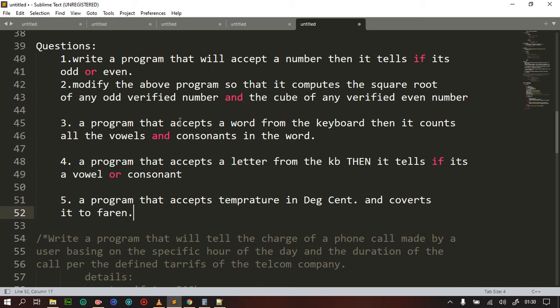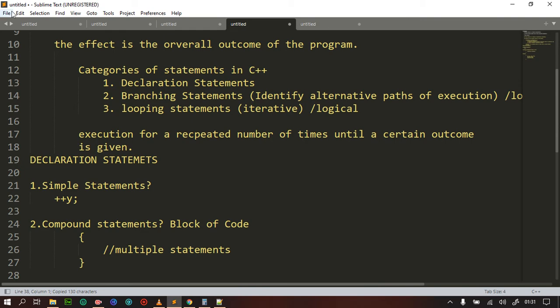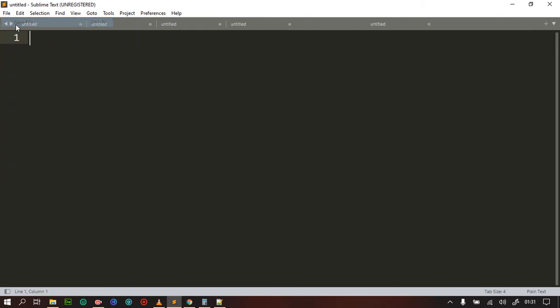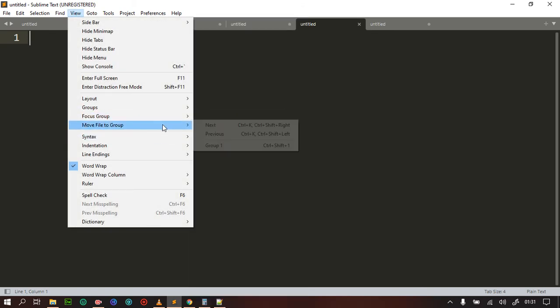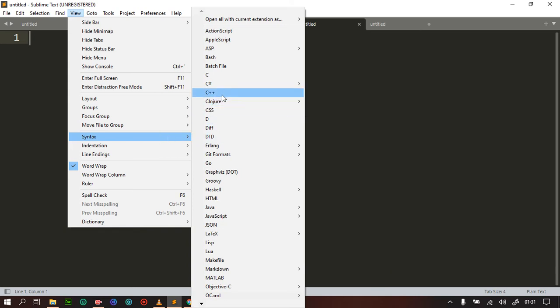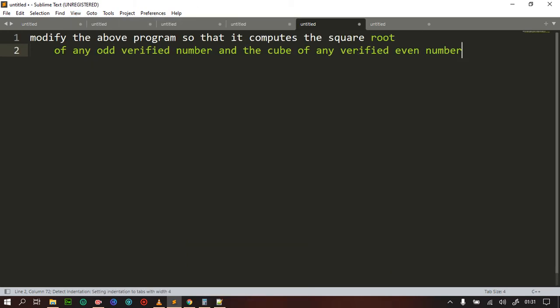Okay, so let's try to do some of these programs so that they can help us really pick up from what we have been covering. Now, one says a program that will accept a number, then it tells if it's odd or even, then you modify the same program and do the following. So what we are going to do, let's have a new file here. As usual, I told you this is just a text editor, it doesn't have a compiler, so that is why I write here and compile from the other side.